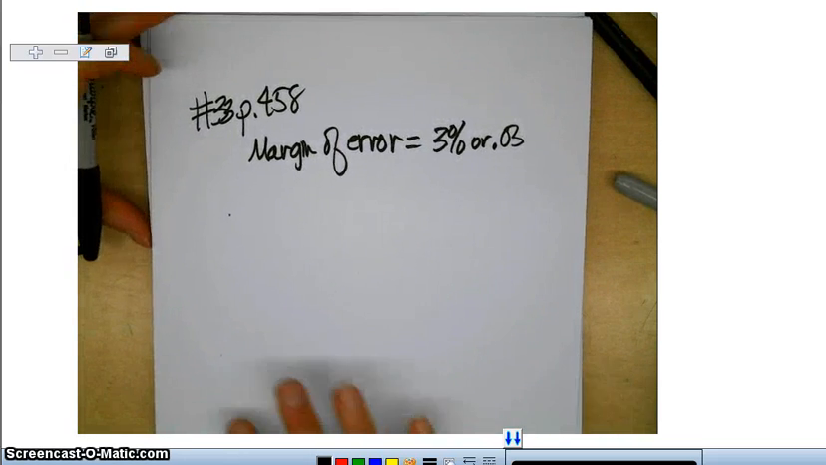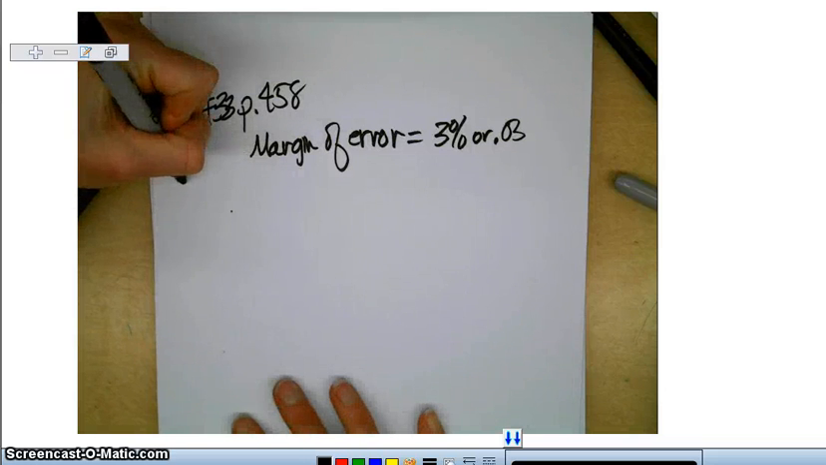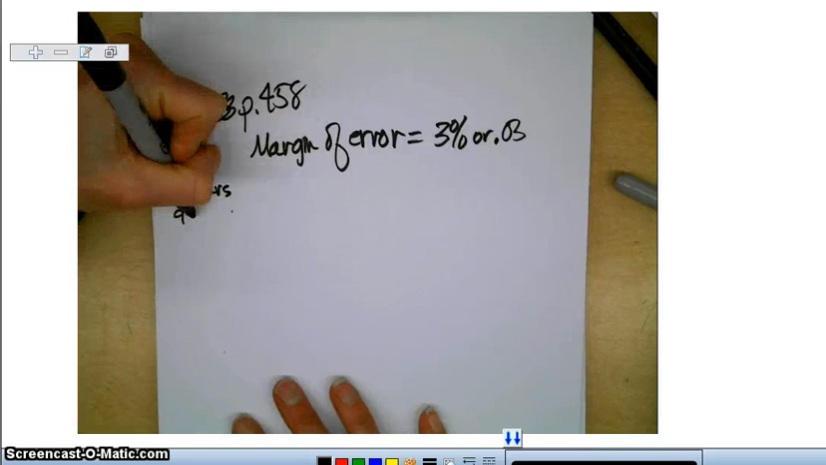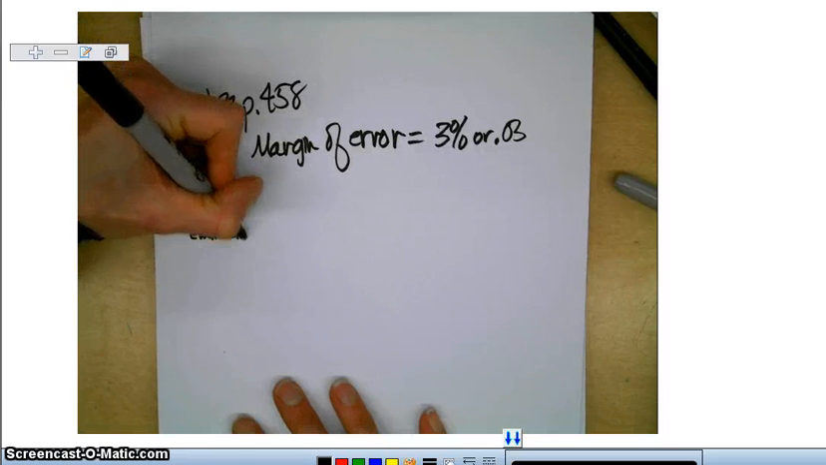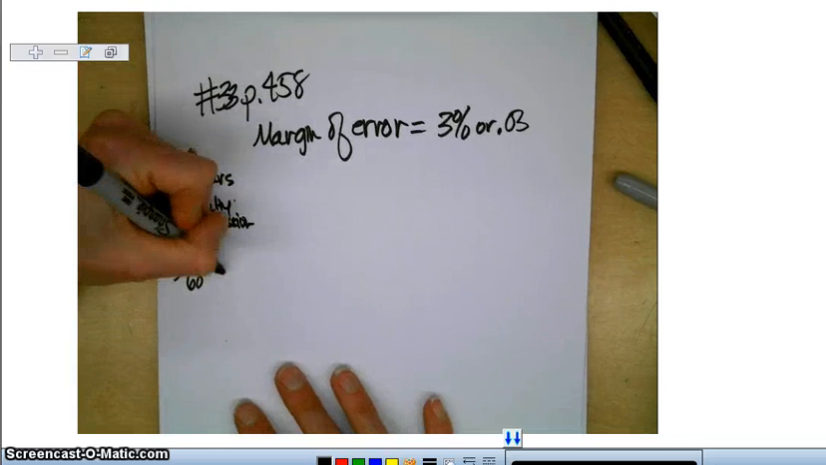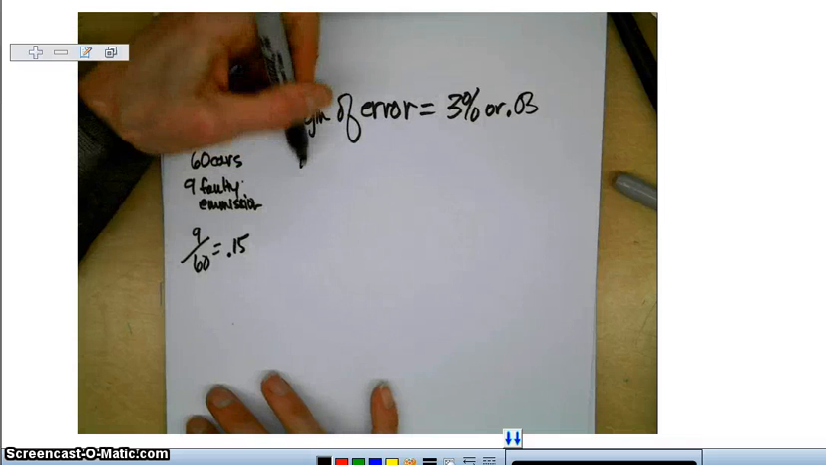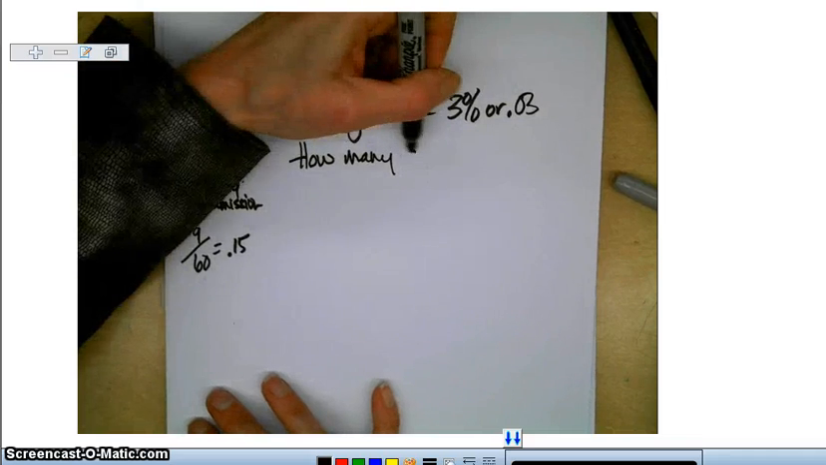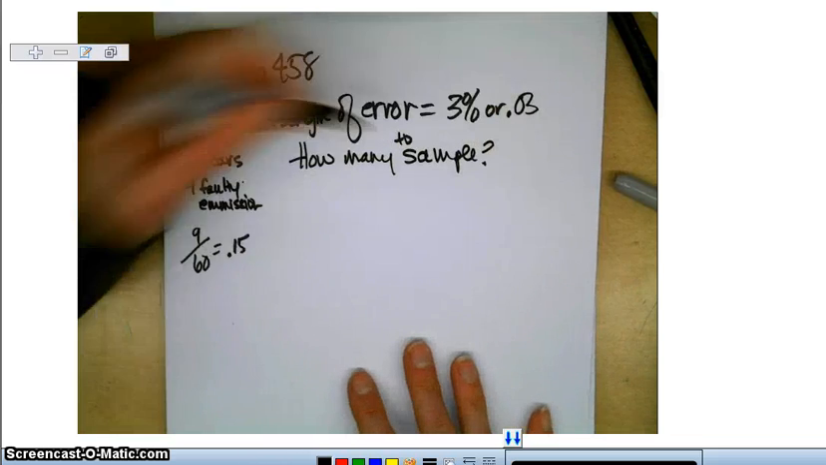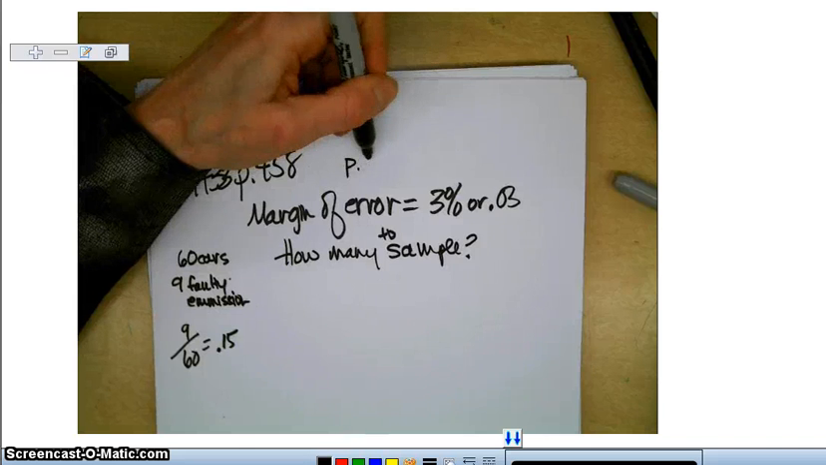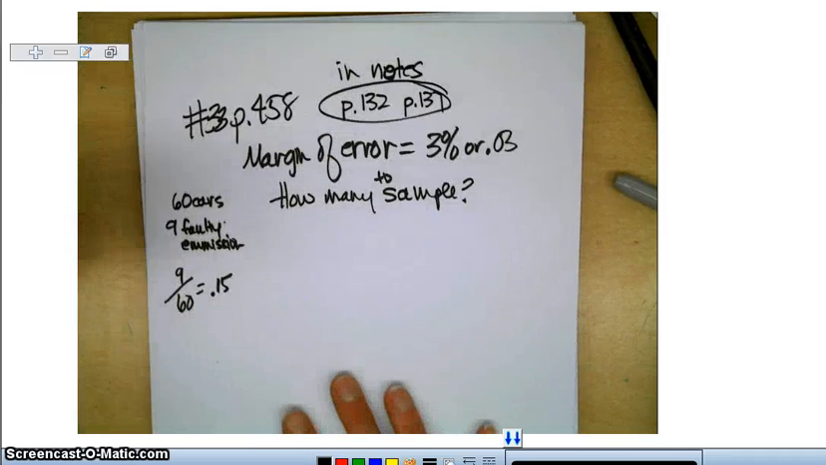Okay, so margin of error of 3%. To gauge the size of the problem, the agency does a little survey, and they sample 60 cars, and they find that 9 have faulty emissions. Okay, so 9 out of 60, or 0.15 in their little preliminary sample, had bad emissions. So now the question is, how many should be sampled? How many to sample for a full study in order to get this margin of error of 3%? So now I can relate you to 2 pages in your notes. Page 132 and page 137 in your notes have similar problems to these where we're finding N.